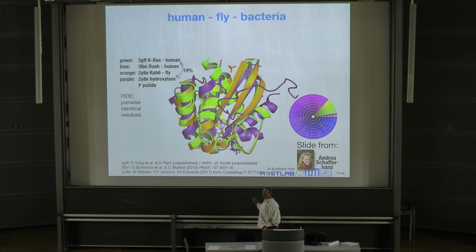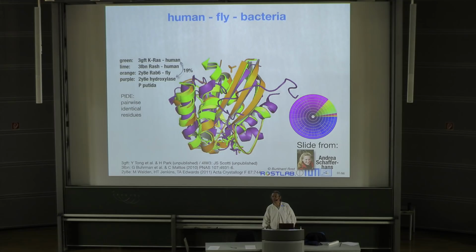Now, this brings us to this issue: what if experimentally I had the fly protein available, and I wondered what the structure of the human protein would look like? What would you do? So say you wanted to predict KRAS or RAS or whatever, KRAS. You want to predict KRAS, but you don't have experimentally KRAS. What we do have is the RAB6 fly protein. What do you do to predict KRAS? What could you do?